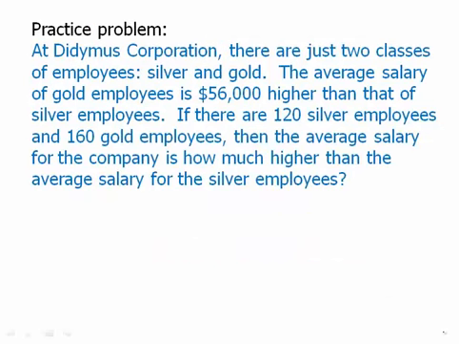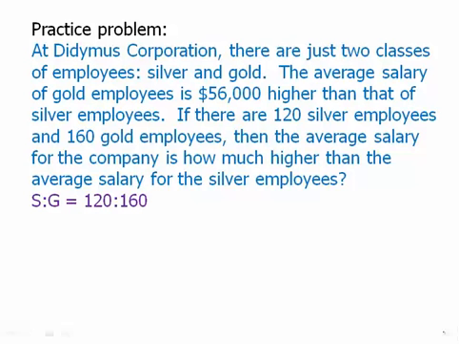Here's another practice problem. Pause the video and then we'll talk about this. Okay, at Didymus Corporation, there are just 2 classes of employees, silver and gold. The average salary of gold employees is $56,000 higher than that of silver employees. Guess it's good to be a gold employee here. If there are 120 silver employees and 160 gold employees, then the average salary for the company, the total average salary, is how much higher than the average salary for the silver employees.